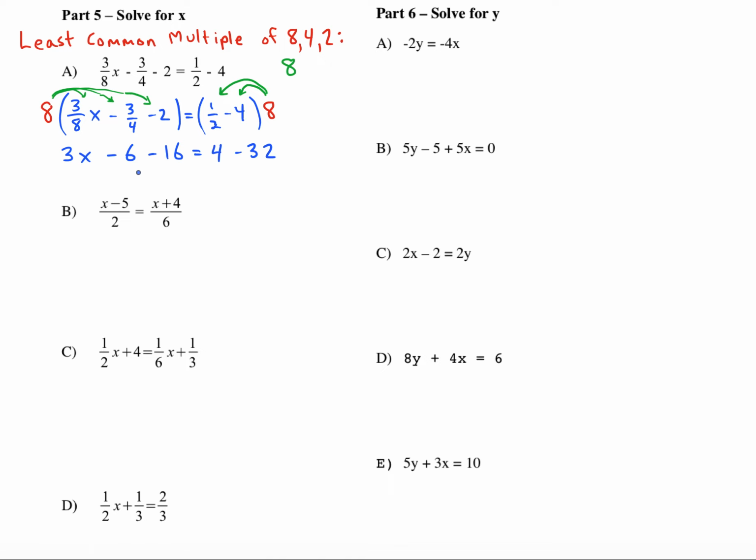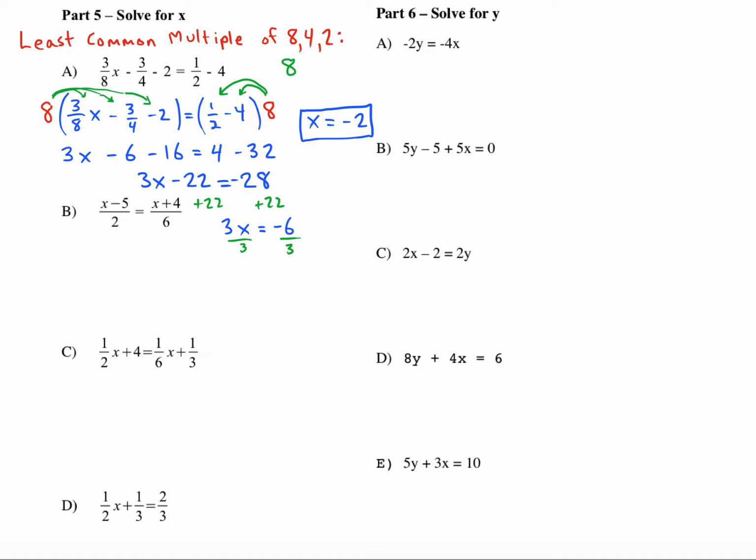And I can go just a little bit farther. 4 minus 32 is negative 28. And great, now I can just add that 22 to both sides. We got 3x equals negative 6. So x is negative 2. Not so bad. It looks a lot worse than it was.